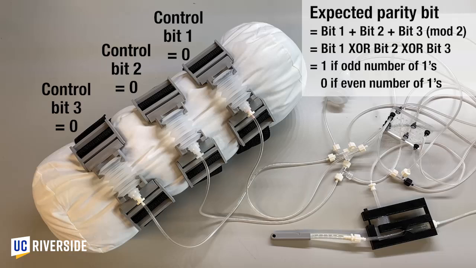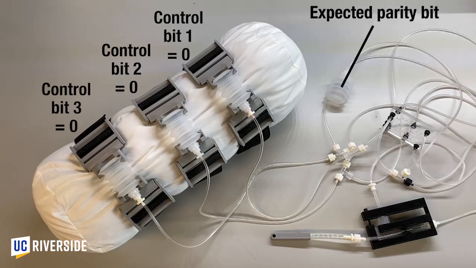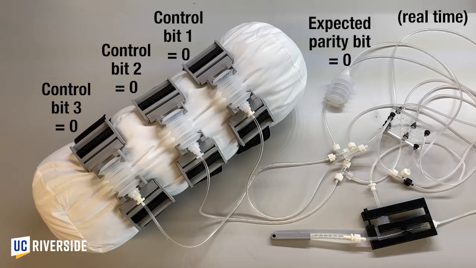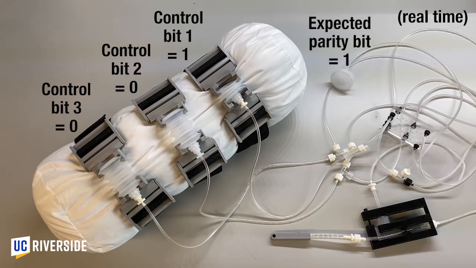We added a 4th bellows, shown here, to visualize the value of the expected parity bit during operation. When none of the IPC bellows are receiving vacuum, their control bits are all 0, so the expected parity bit is also 0. When control bit 1 is under vacuum, or 1, that means that the sum of the control bits is 1, and 1 is an odd number, so the expected parity bit is 1, and we see its bellows contract under vacuum.